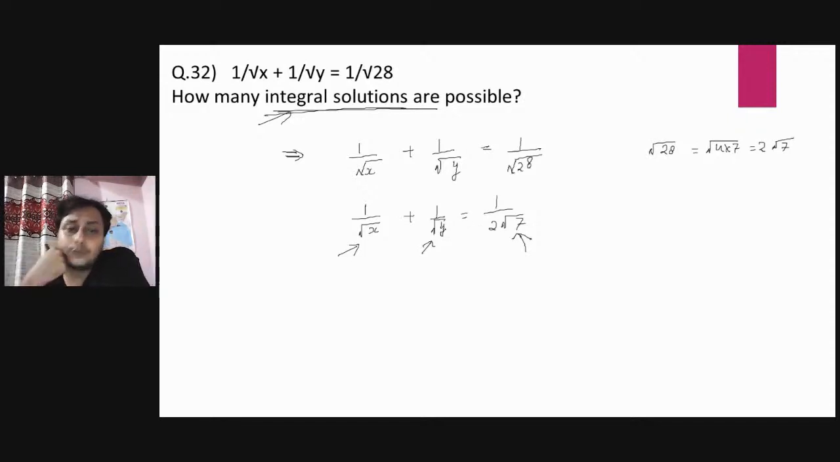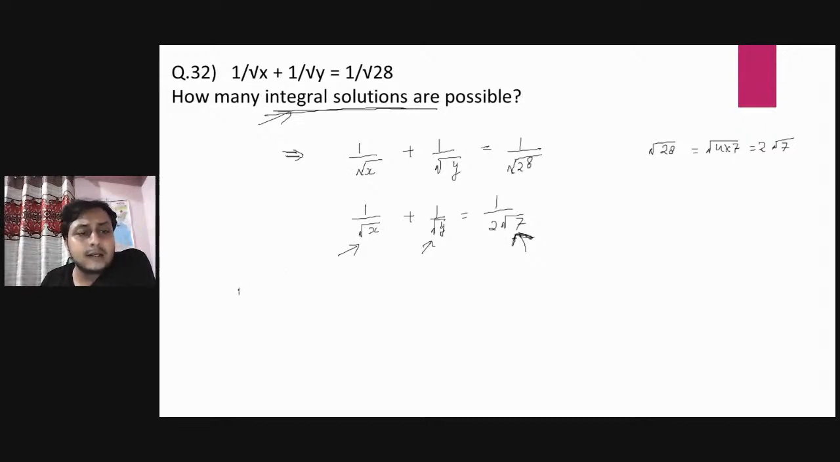So there are two targets now. First, you have to remove the roots on x and y, and you also have to remove this root 7, because root 7 will remain. Even if you remove the roots on x and y, root 7 will remain on the right-hand side, so you still won't get an integer solution. So guys, what to do? Think logically. To remove this root 7 and these two roots, what to do?